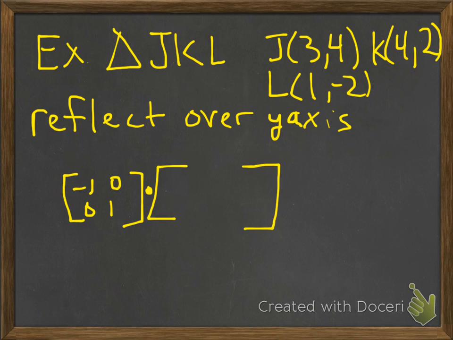Okay, and what should you have on the top row? You're always going to have that. 3, 4, 1. Okay, and then on the bottom row? -2. There you go. And just multiply it. If you make that multiplication, you will have the rotated, or I'm sorry, the reflected figure. You will have the coordinates of the reflected figure.